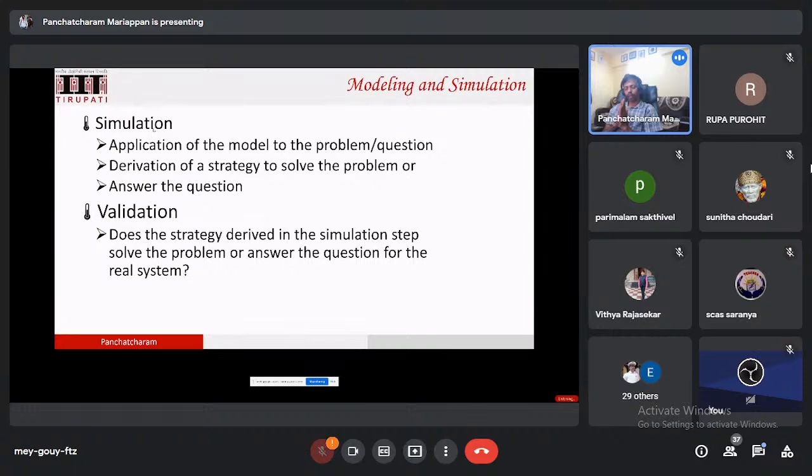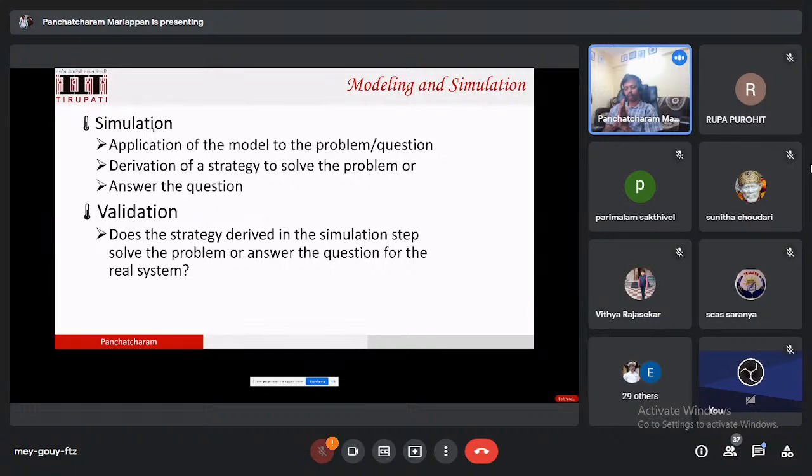For example, as I mentioned, the model development. The system is nothing but the car. System analysis is nothing but identifying battery and fuel levels. Modeling is nothing but a model consisting of a battery and fuel. That is nothing but the modeling which I got.